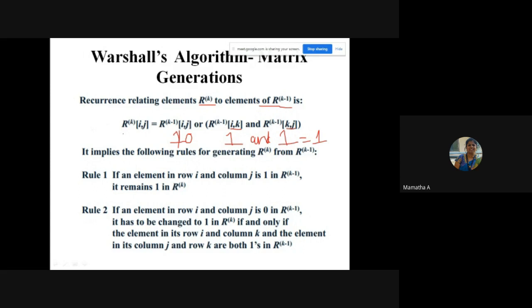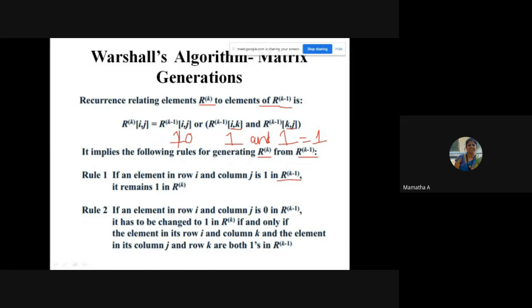Are you understanding? So it is the rule that is followed for generating Rk from Rk minus 1. What is the rule? If an element in the row I and column j is 1 in Rk minus 1, it remains 1 in Rk, because already there is a path from I to j. So keep it as 1, no problem.